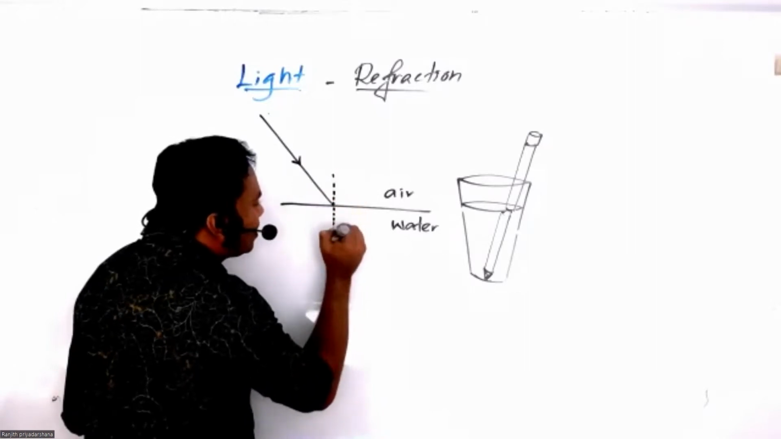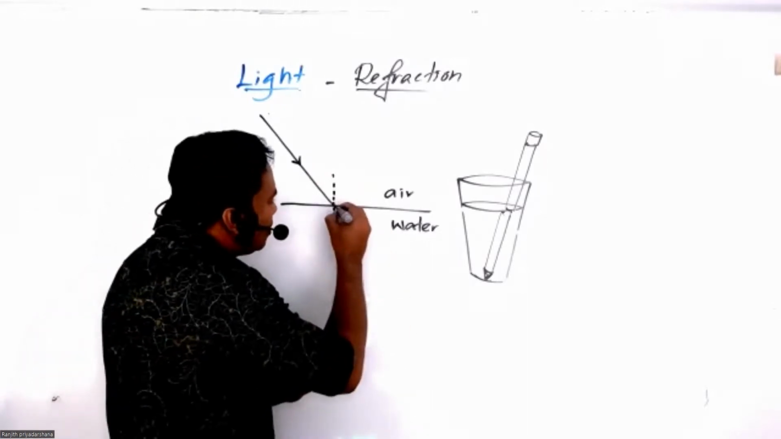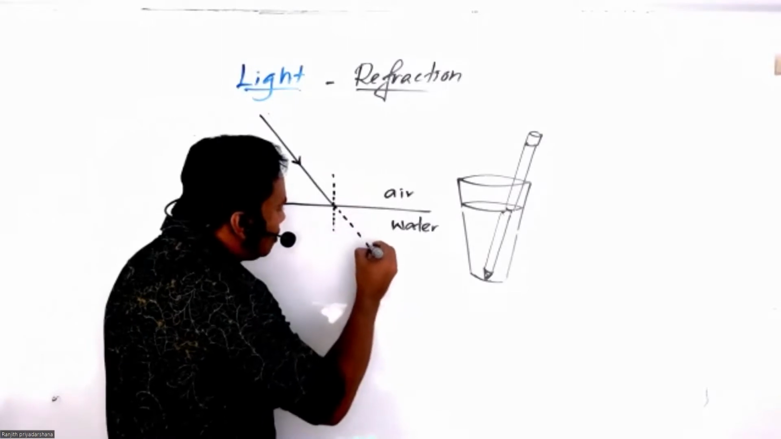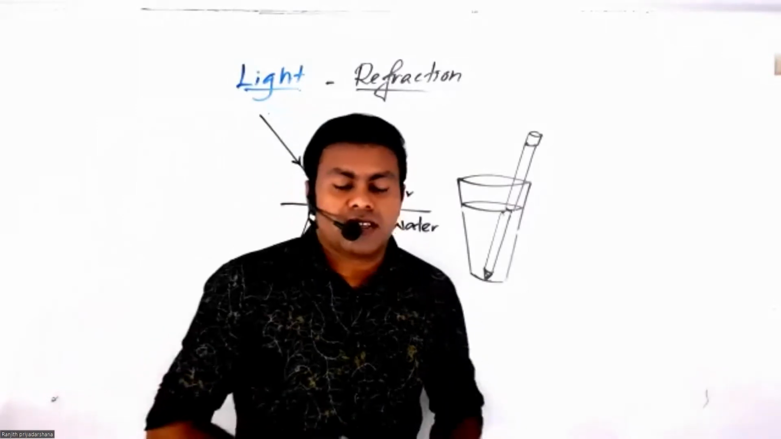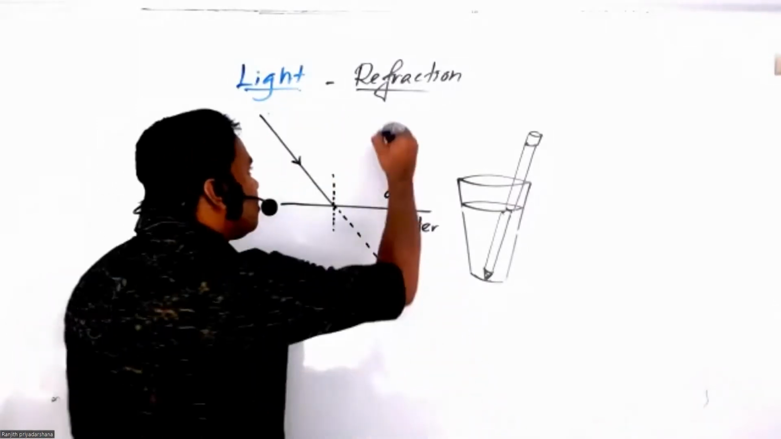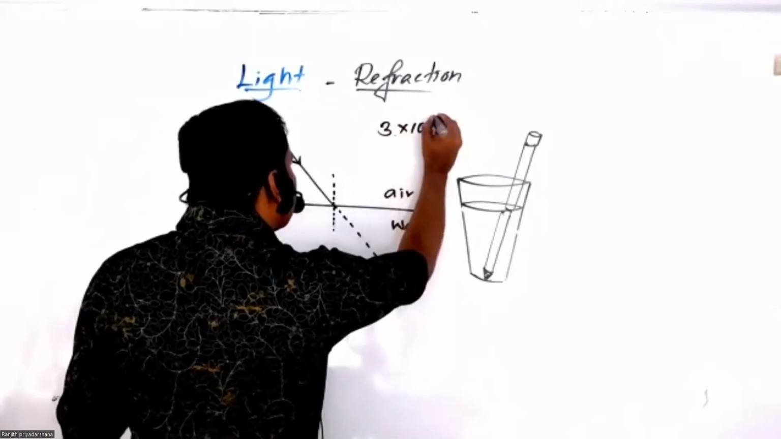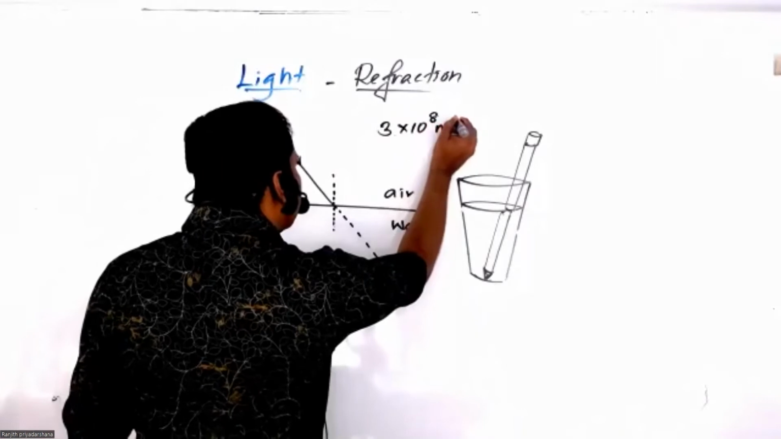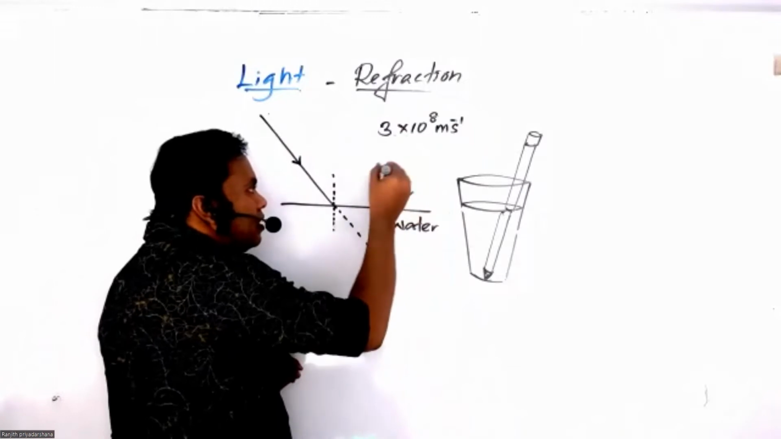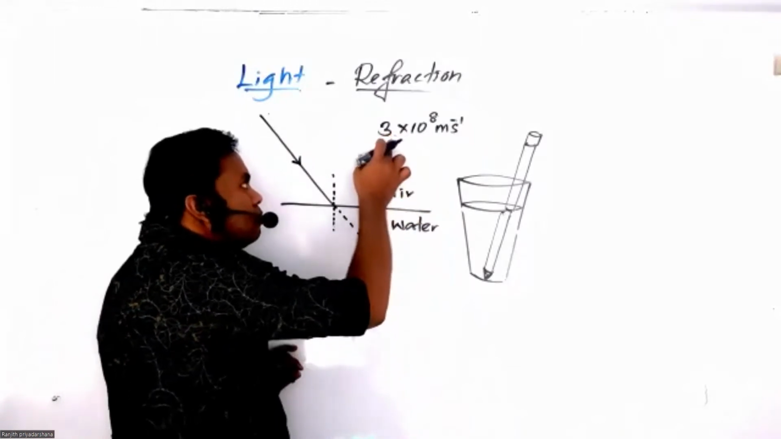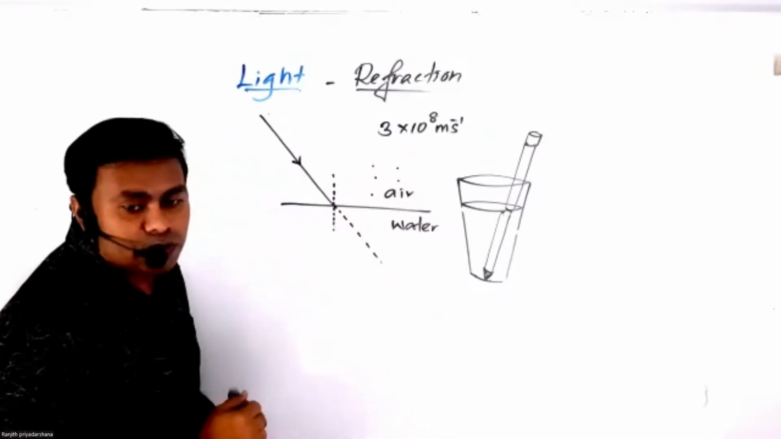So one light ray is coming towards water. But the actual direction of this is on this path. But what happens? The speed of light in air is nearly 3×10⁸ meters per second. But actually, this is in vacuum. The speed of light in vacuum is 3×10⁸ meters per second.